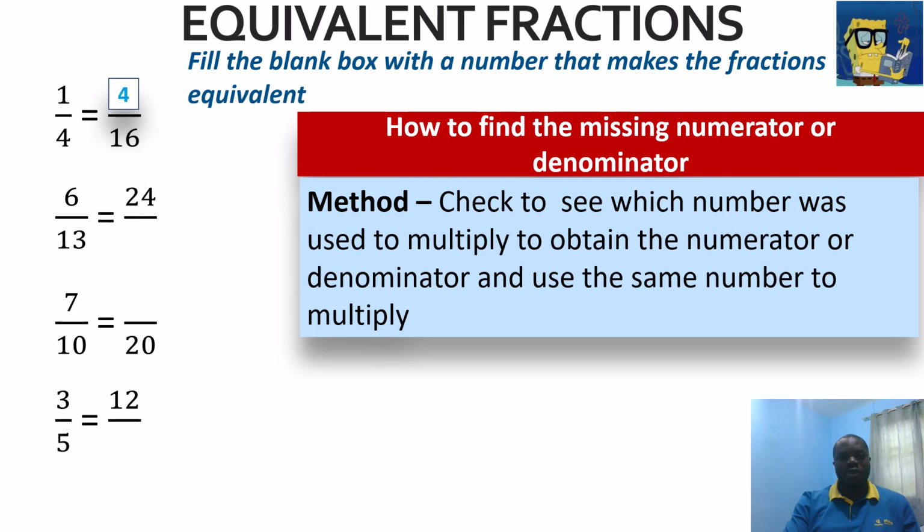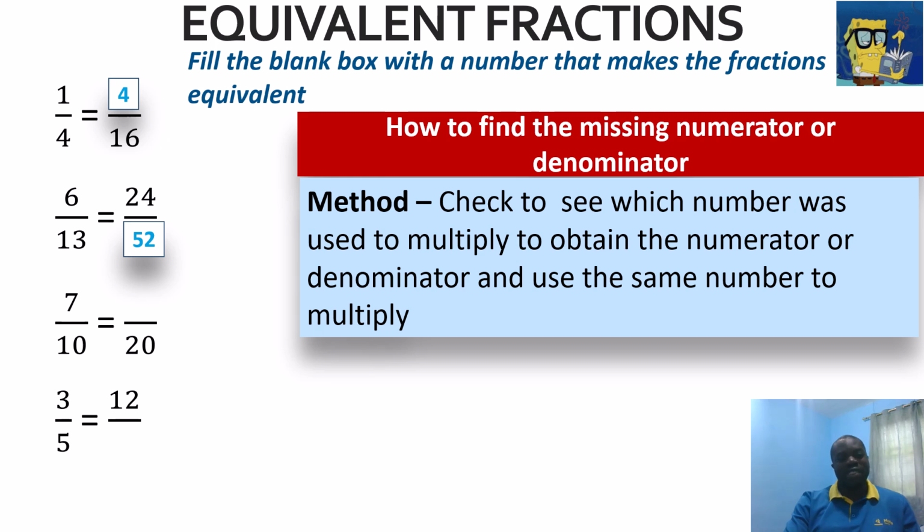which is 4. In the second scenario, we realize that we have 6 over 13 is equal to 24 over something. So what times 6 is 24? We have to ask ourselves. You're right. 6 times 4 is 24. So we need to do the same to the denominator. So 13 times 4, that gives us 52. Well done.